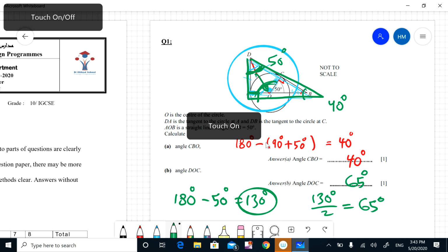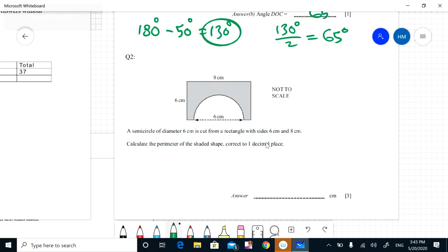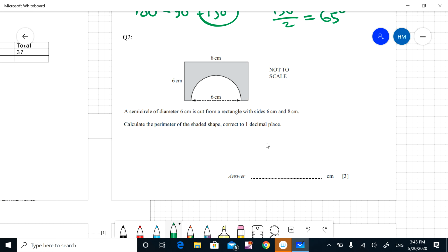This is for the first question. Let's go to the second question. The second question is about mensuration, and I need the perimeter of the shaded area.